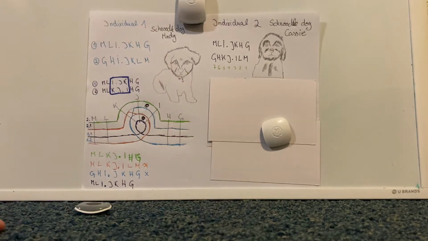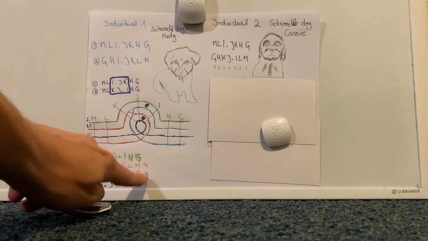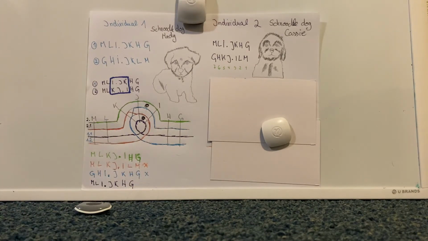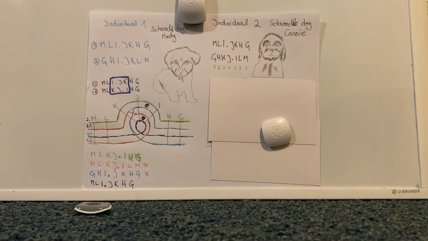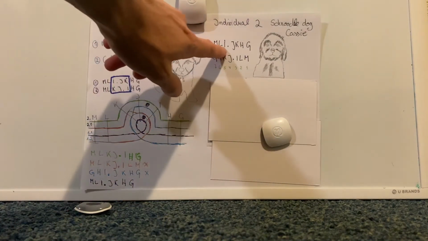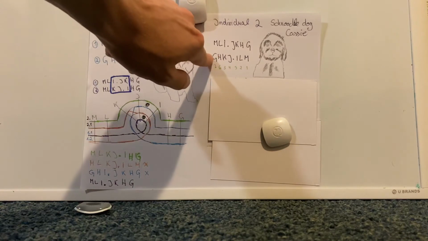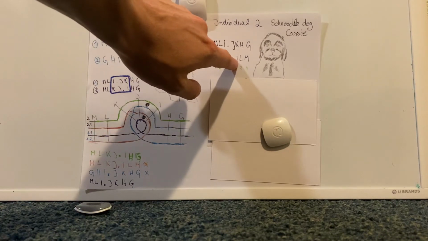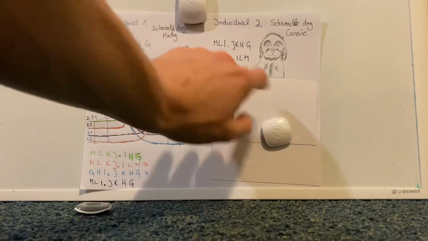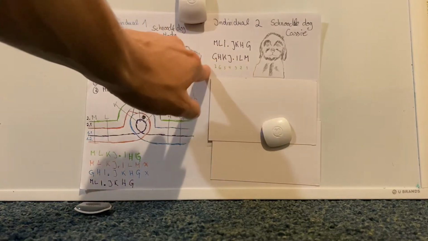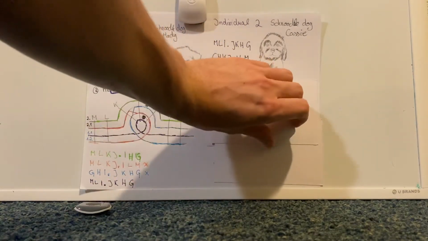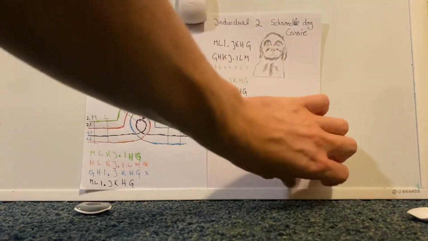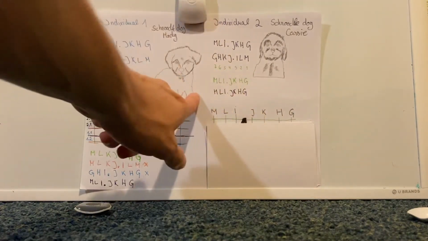In Maddie's case, sadly, 2 of them do not make viable offspring, so it's only a 50% chance that there is viable offspring from Maddie. Now, Casey, the second schnoodle dog, which is also an adorable little puppy, had MLI.JKHG, and GHKJ.ILM. So as you can see here, I numbered them differently again to realign the MLI, because chromosomes will always align when producing gametes. And through this, it's the exact same thing.